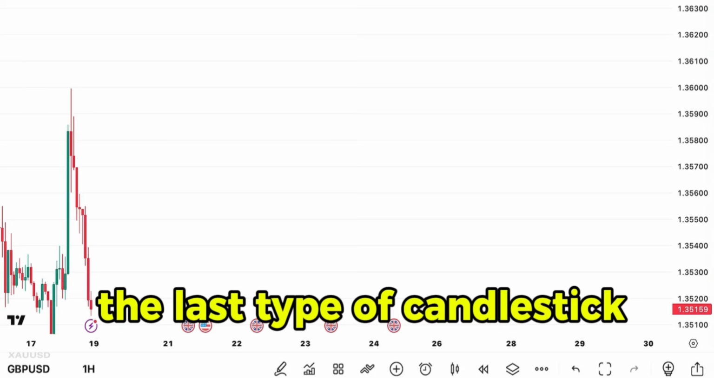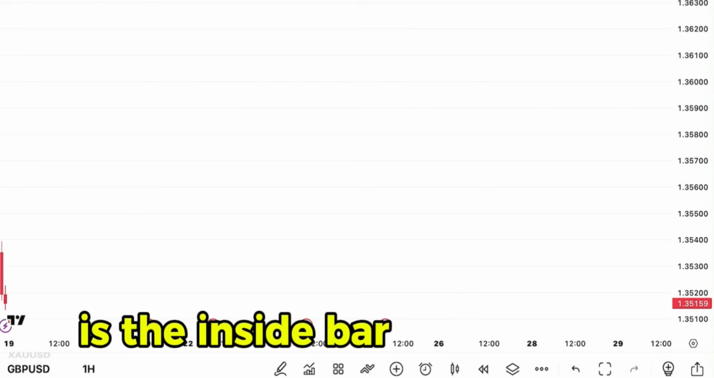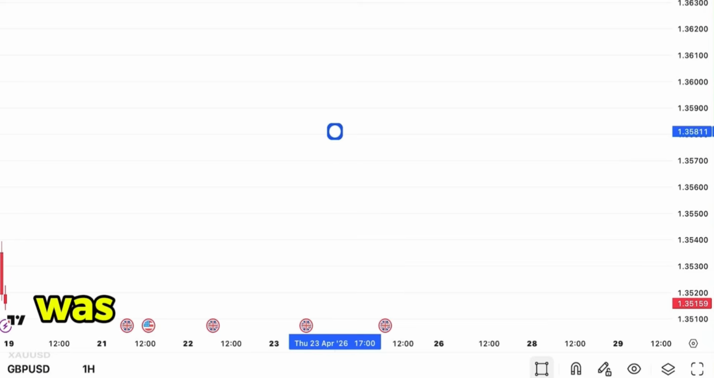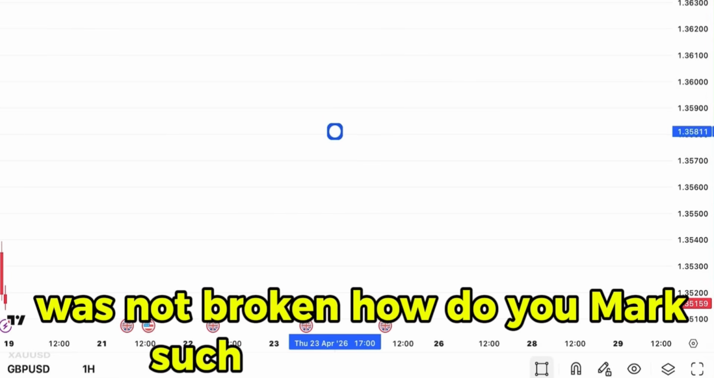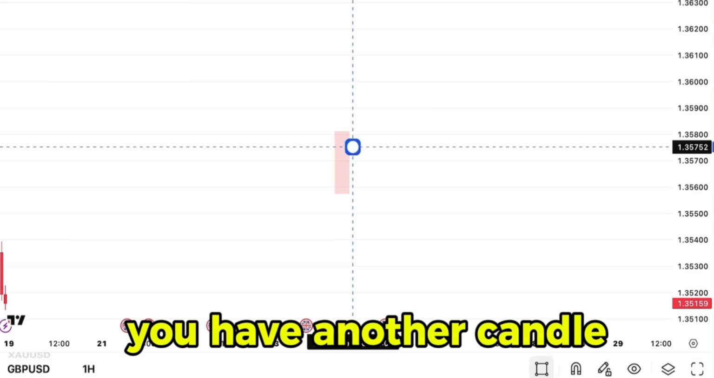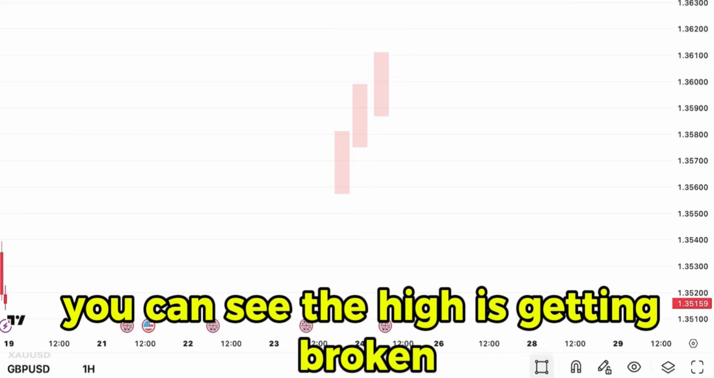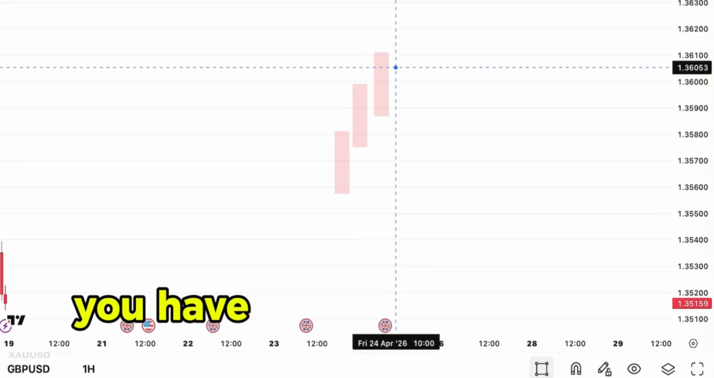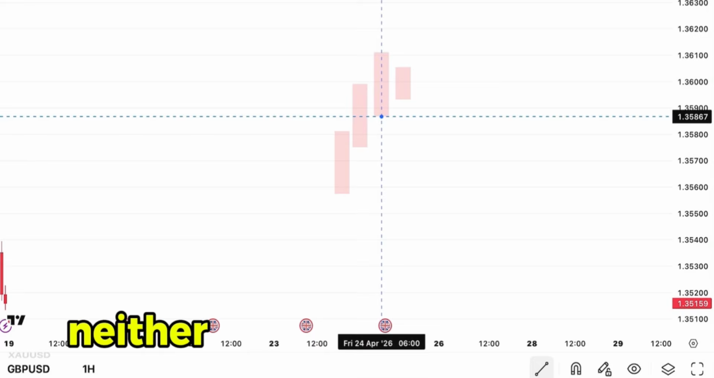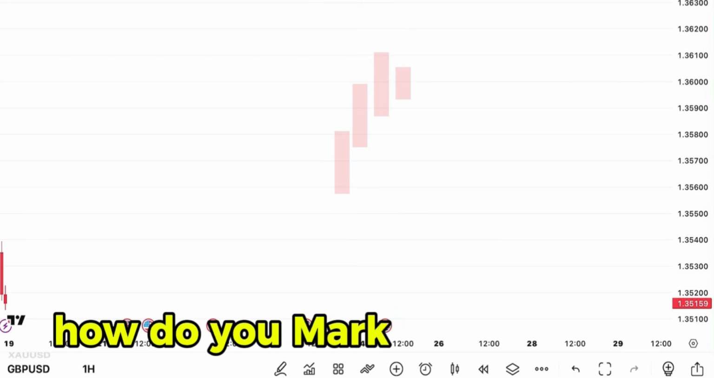The last type of candlestick pattern we are going to be understanding the structure of in the market is the inside bar. In a situation where the high and low of the previous candle was not broken, how do you mark such market structure? You have a candle, you have another candle, you have another candle. You can see the high is getting broken, and all of a sudden the next candle just closes inside. It does not exceed the high, neither does it exceed this low. How do you mark such structure?